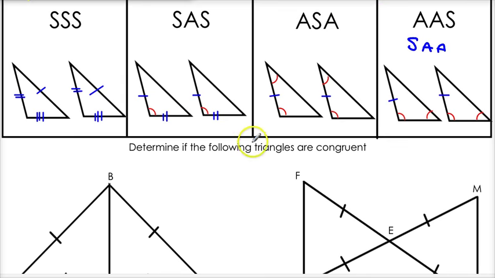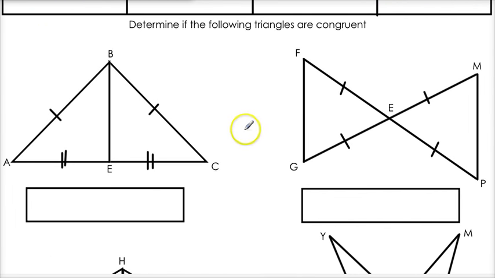Okay? So, we're going to determine if the following triangles are congruent. But we have to use a few of the things we learned in those essential theorems. So if we're looking at these 2 triangles, we have ABE and CBE, right? We have 2 triangles right here.